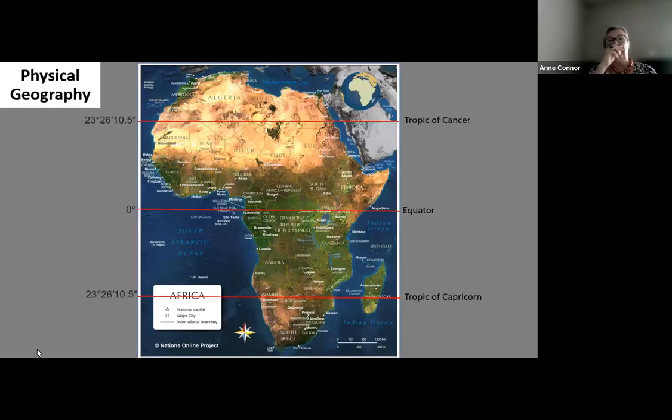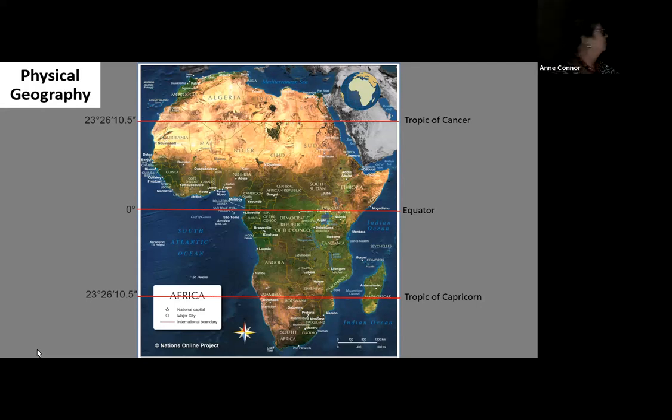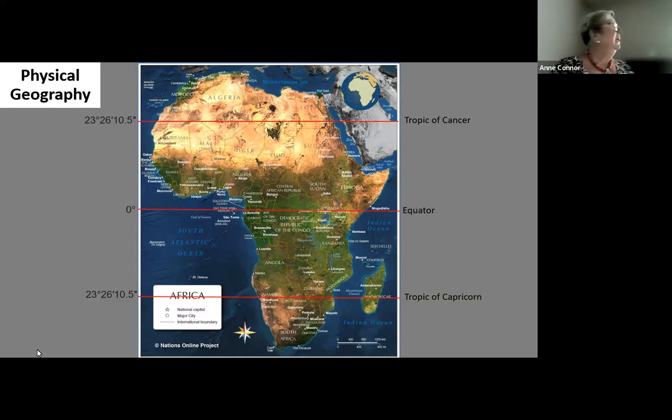Okay, when we talk about Africa, we also have to look at very different physical geography. You can see the desert. What is happening? Okay, it's coming back. Let me go back to that one. Yes. Okay, so you have the very dark Sahara.